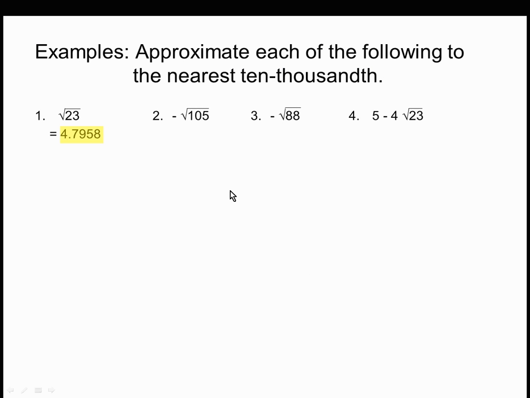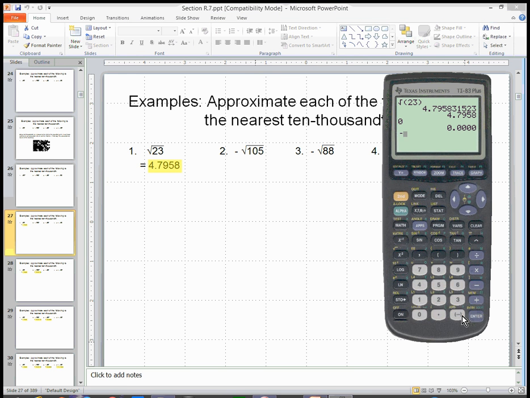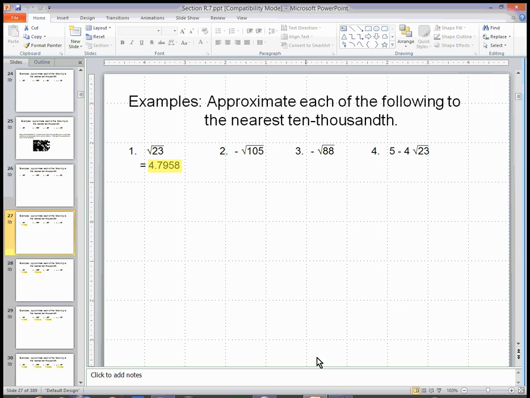So I get 4.7958. Okay, if I do number 2, again, if I take out the calculator, okay, the negative sign. Okay, it's this sign for the negative of a number, not this one. That's the operation of subtraction. Second, square root 105, close the parenthesis, and on the calculator we get negative 10.2470. And you do need the 0, otherwise you don't have 10 thousandths.